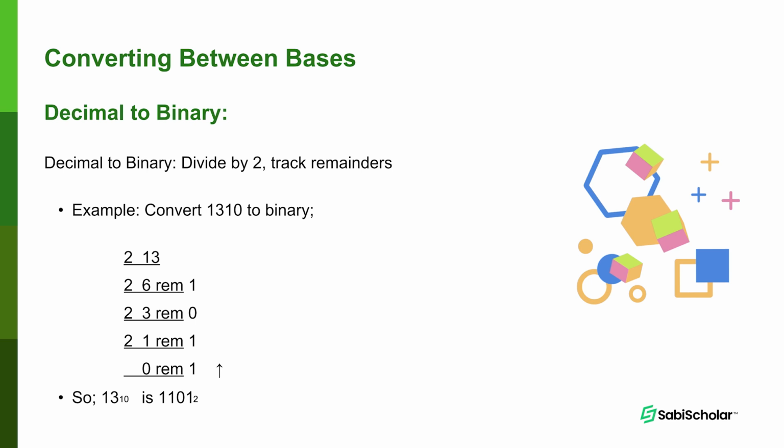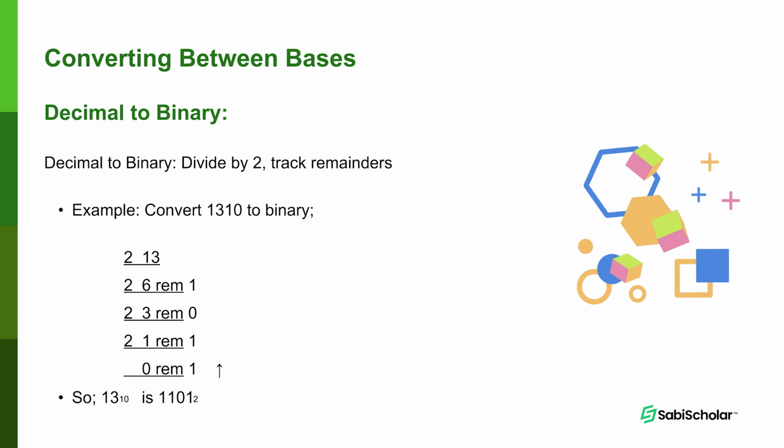So the remainders we have here are 1, 0, 1, 1. But we are going to now take those remainders from the last one upward. That is, from this one that is the last one here, take it upward. So we have 1, 1, 0, 1. That means that 13 in base 10 is 1, 1, 0, 1 in base 2. So that is how to convert a number from decimal to binary.